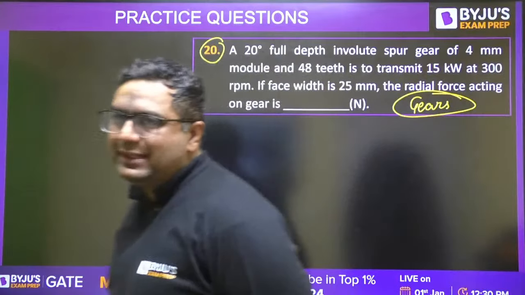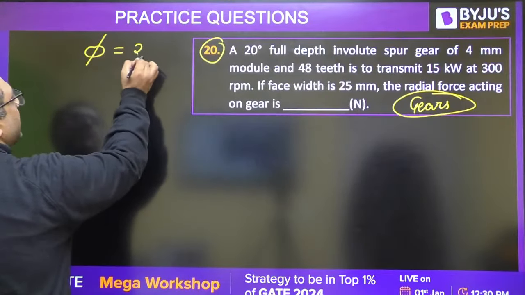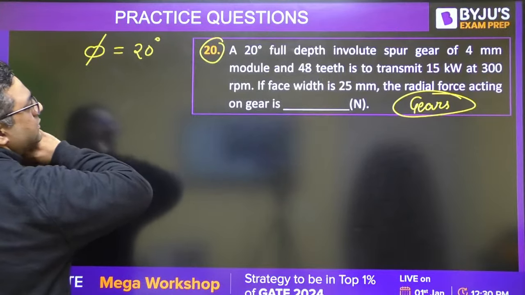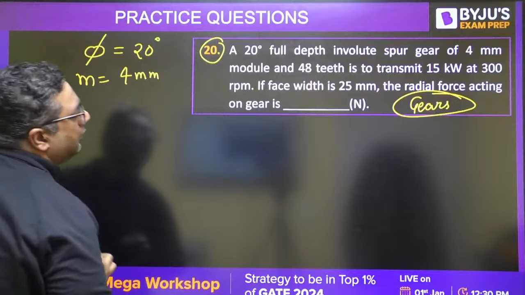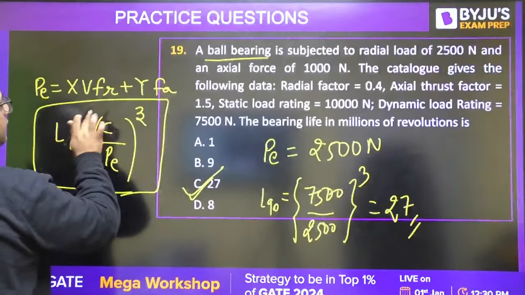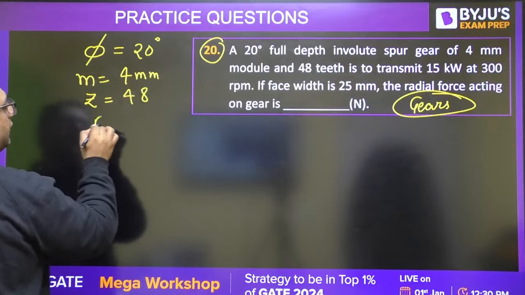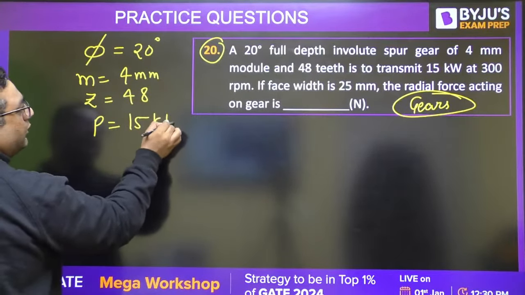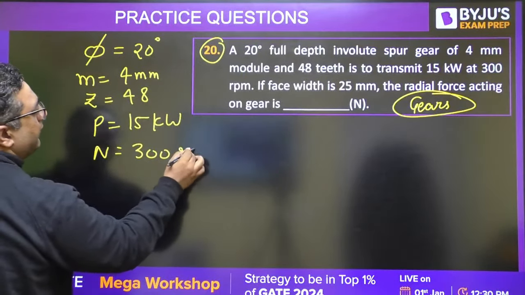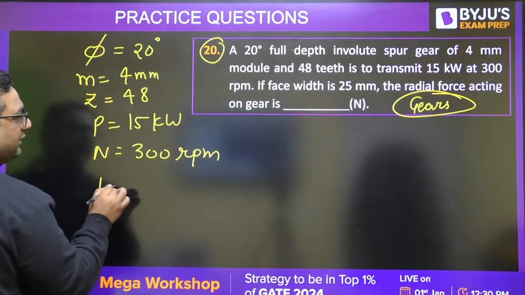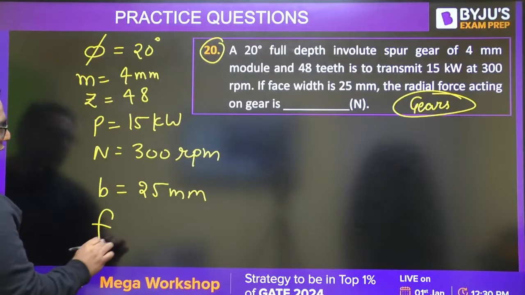So here, my dear, you can see 20 degree pressure angle and module is 4 mm. And the number of teeth is 48, power is 15 kilowatt, and speed is 300 rpm, face width is 25 mm. You need to find out the radial force.